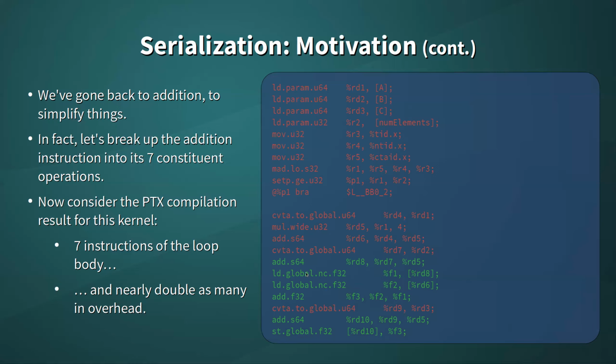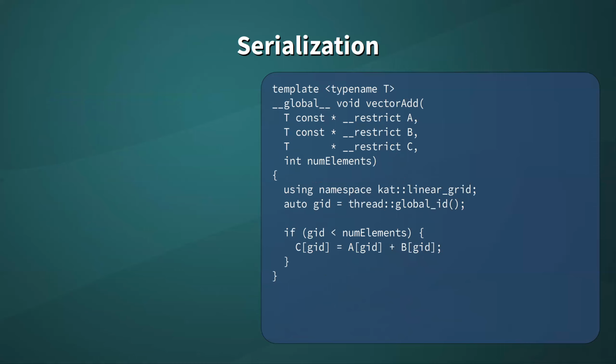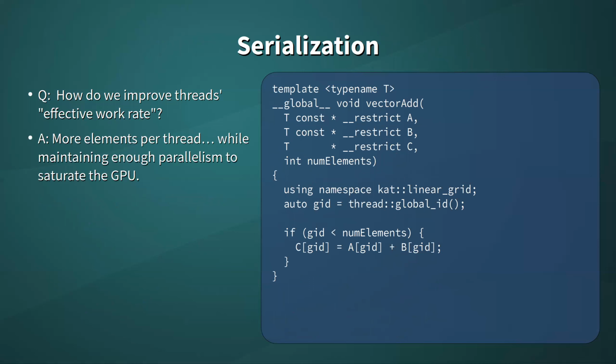And so the reason I showed you this is to motivate why in a lot of the kernels we write, it often makes sense for us to want to serialize. And by serialization, what I really mean is I want to have a better fraction of effective work to overhead. And for that to happen, I want to work on more elements per each thread.